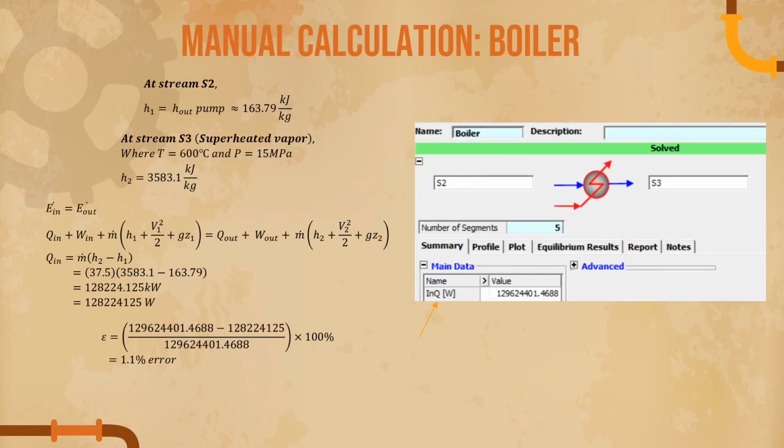Finally, the calculation for boiler. The H1 is 163.79 kJ. At stream 3, the phase is superheated vapor, so the H2 is 3,583.1 kJ per kilogram. Perform energy balance and the Q-in obtained is 128,224,125 watt and the error is 1.1%, therefore it is still acceptable.